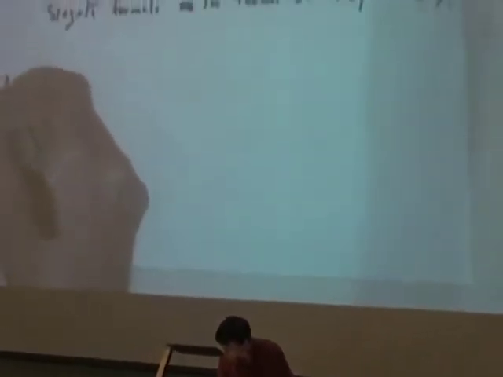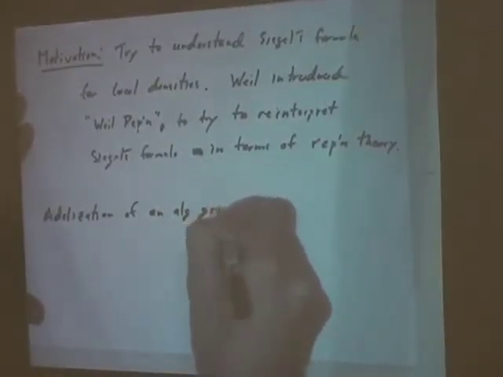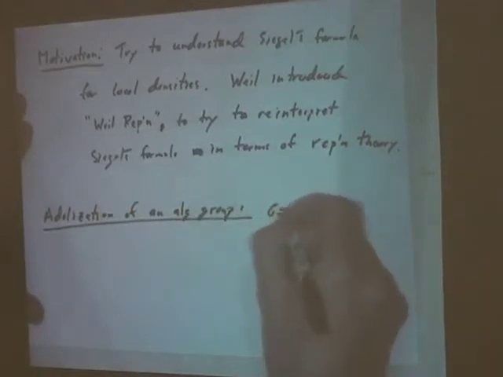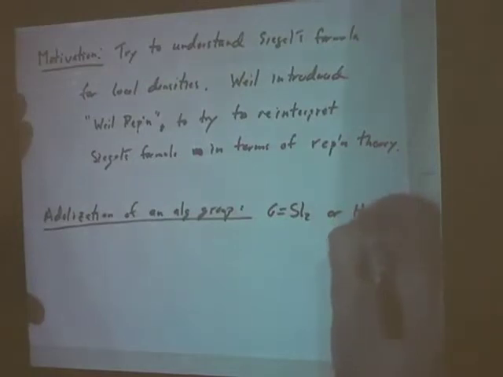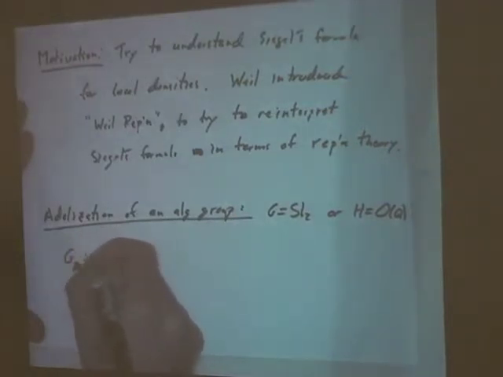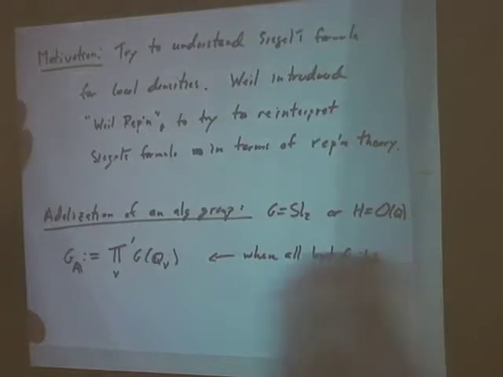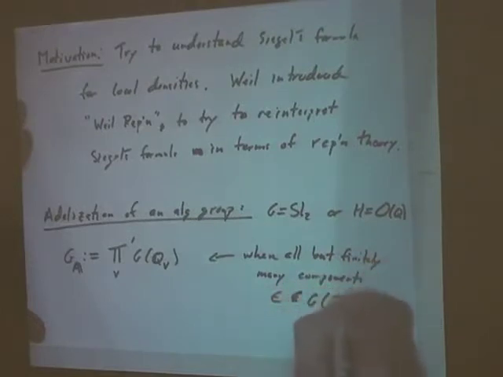What I'm going to do is define the adelization of an algebraic group, which I'm going to take to be either the group G equal to SL2, or H, which is going to be the orthogonal group of some quadratic form Q, or of some vector space. I'm going to define this in the same way that you define the adeles. The adelization of the group, G_A or H_A, is defined to be this product over all places of the group over Q_v. But it's going to be restricted, and this prime means that all but finitely many components are in G(Z_v). So that's what I'm going to mean by the adelization of an algebraic group.